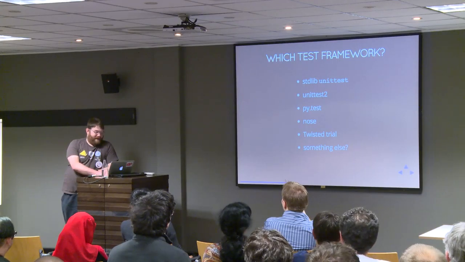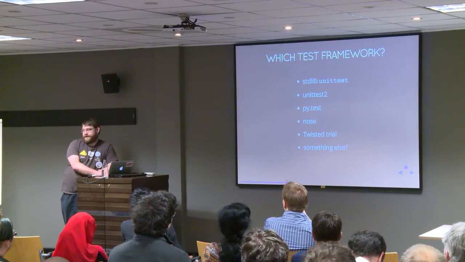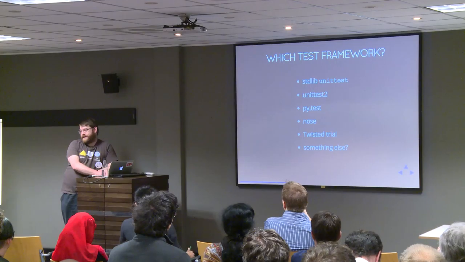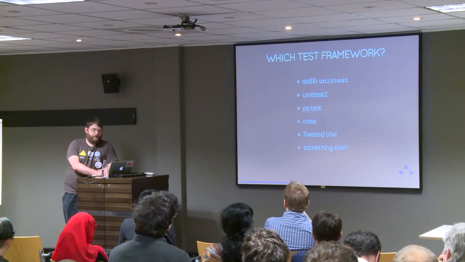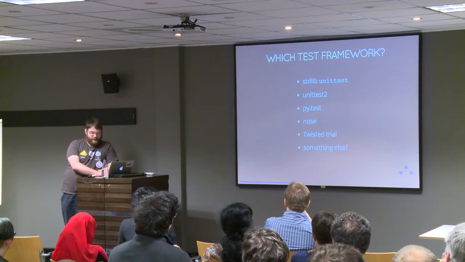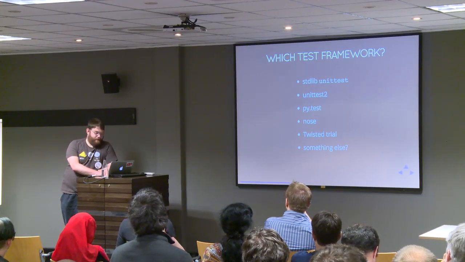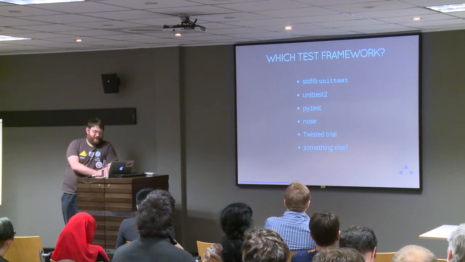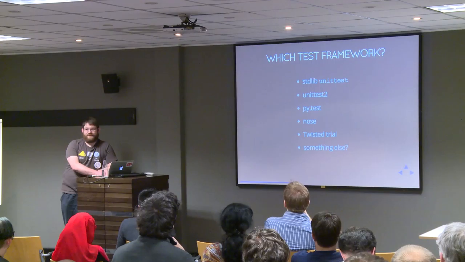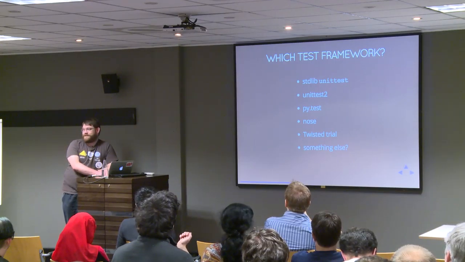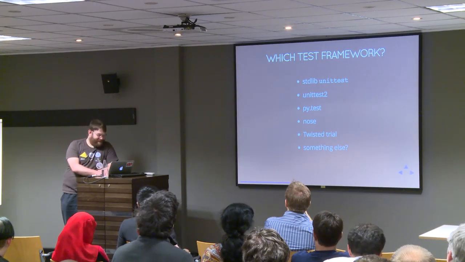I personally like PyTest's runner, so I use it to run my tests, but I don't like all the magic it does with its assertions and fixtures and stuff like that, so I don't use those. I use standard library unittest stuff just because it's there and available. Unittest2 is a much more comprehensive, capable version of the standard library unittest, which is in the standard library from Python 2.7, except I run Python 2.6 in production, so I don't get that.